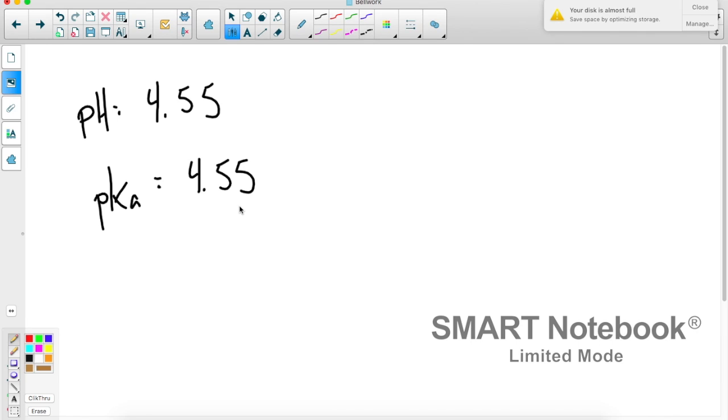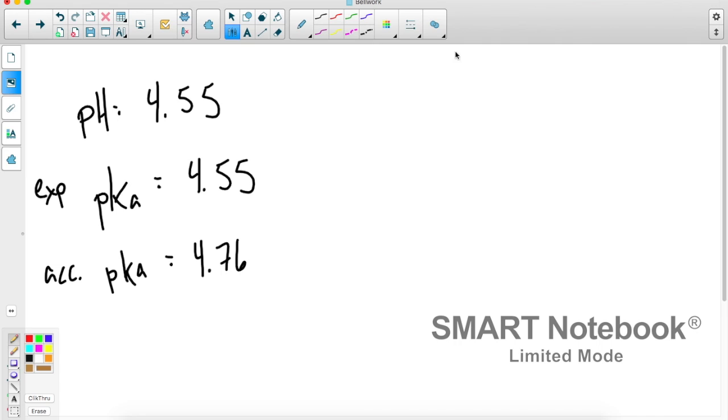4.55. Now what we can do with this is actually look up the accepted value of the pKa for acetic acid. We can compare our results with that accepted value. So maybe we should call this the experimental pKa and the accepted value for the pKa. Some quick Googling reveals that it's about 4.76. So we're not that far off. But you know that saying we're not that far off, go away, is not good enough.